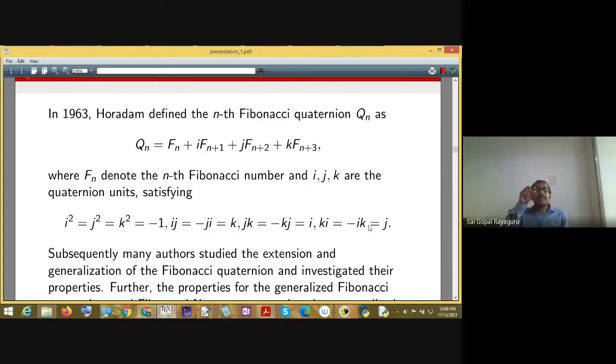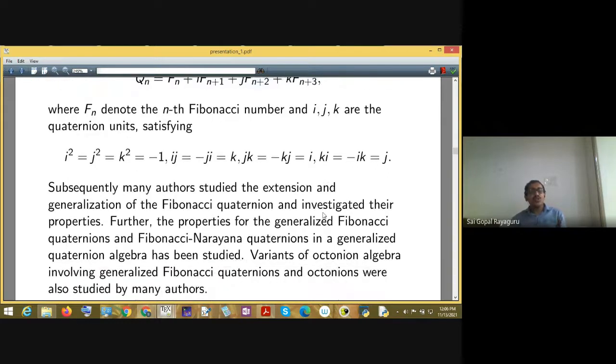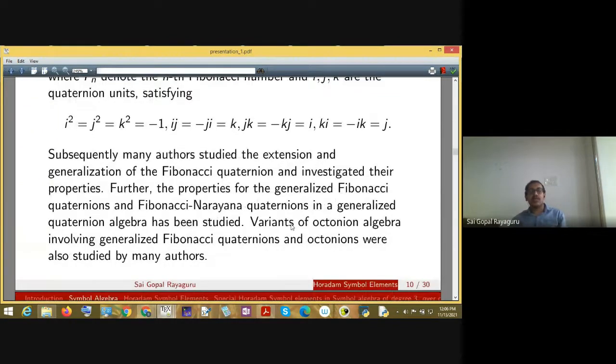Simply we are replacing that arbitrary a, b, c, d with four consecutive Fibonacci numbers, that is fn, fn plus 1, fn plus 2, and fn plus 3. Subsequently, many other studies replaced the Fibonacci number with the Lucas sequence and other recurrence sequences, like the Fibonacci Narayana sequence, though I am not telling about the Narayana sequence.